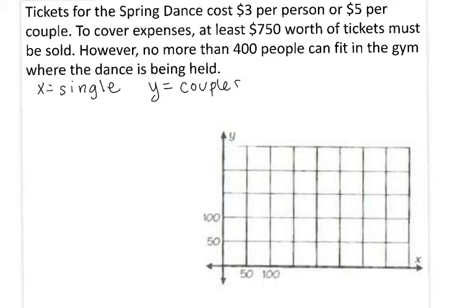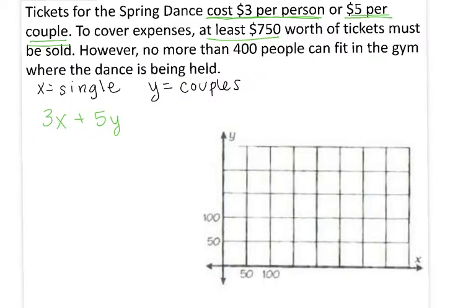Couples are two people. So we can write an equation about the cost per person, which is $3 per person or $5 per couple. And we need to sell at least $750 worth of tickets so that we are covering the expenses. So it's going to be $3 per single person, x, plus $5 per couple, y.